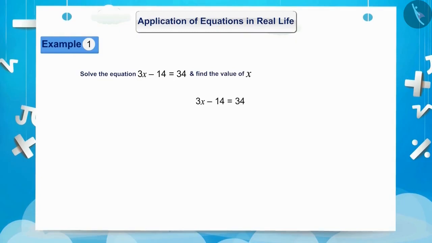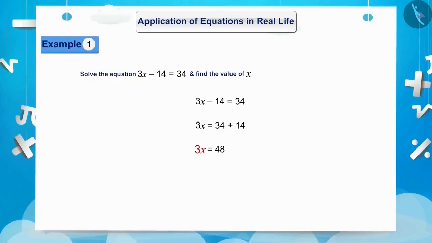Let's solve this with the help of the transpose method. In the given equation, the variable x, that is 3x, is in the LHS, from which 14 is being subtracted. After transposing 14 to the RHS, it will be added to 34. So, we will get 3x in the LHS and 34 plus 14 in the RHS. 34 plus 14 is equal to 48. So, we will get 3x is equal to 48.